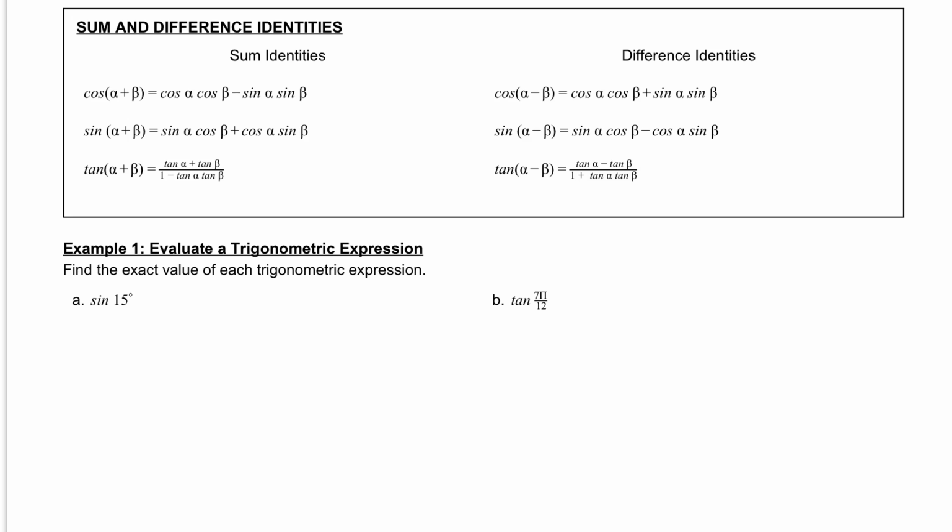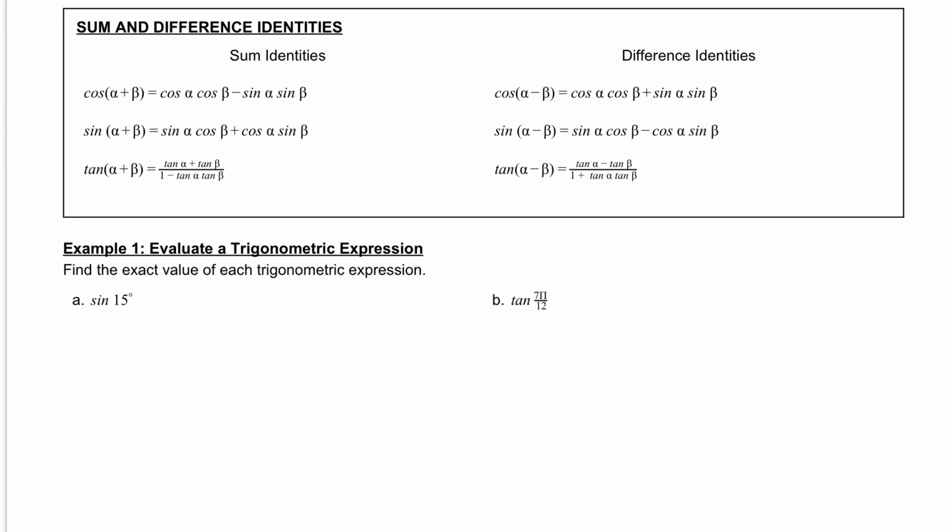So we have our sum identities here, which is the cosine of alpha plus beta is the cosine alpha cosine beta minus sine alpha sine beta. We have the sine of a plus b, and we have the tangent of alpha plus beta. Then we have our difference identities over on the right. So instead of adding inside, we are now subtracting inside with cosine, sine, and tangent, and their formulas are following.